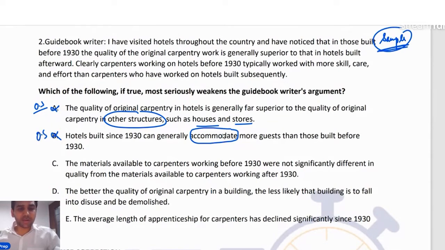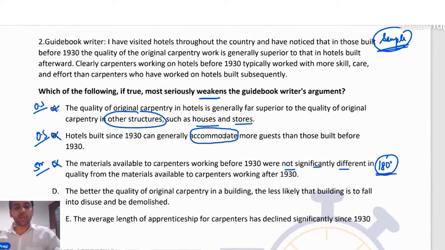C says the materials available to carpenters working before 1930 were not significantly different. Now, if the materials weren't significantly different, isn't that going to strengthen the argument? We are looking to weaken it. We are looking to cast a shadow on the conclusion, and C will essentially end up strengthening it. This is a 180-degree answer, exactly the opposite of what we're looking for. D says the better the quality of original carpentry in a building, the less likely that building is to fall into disuse and be demolished.